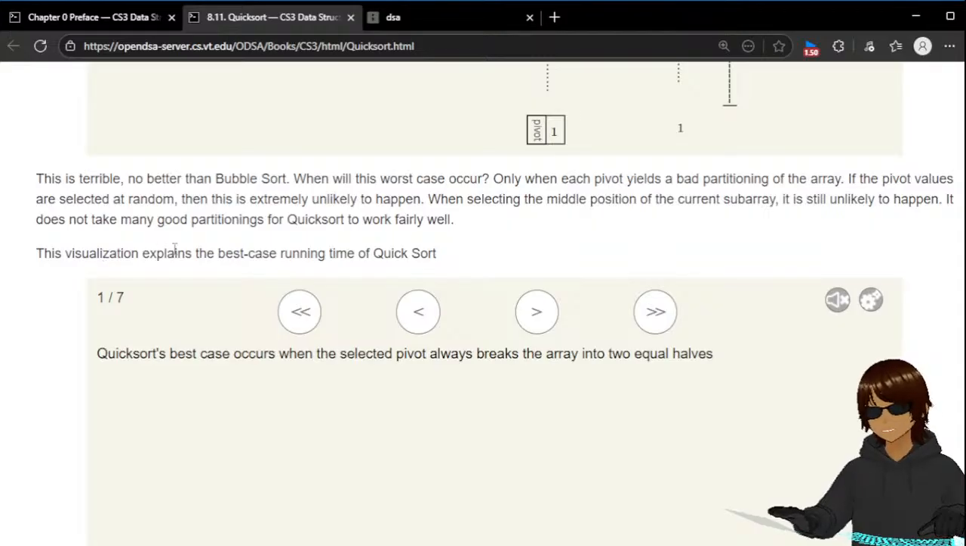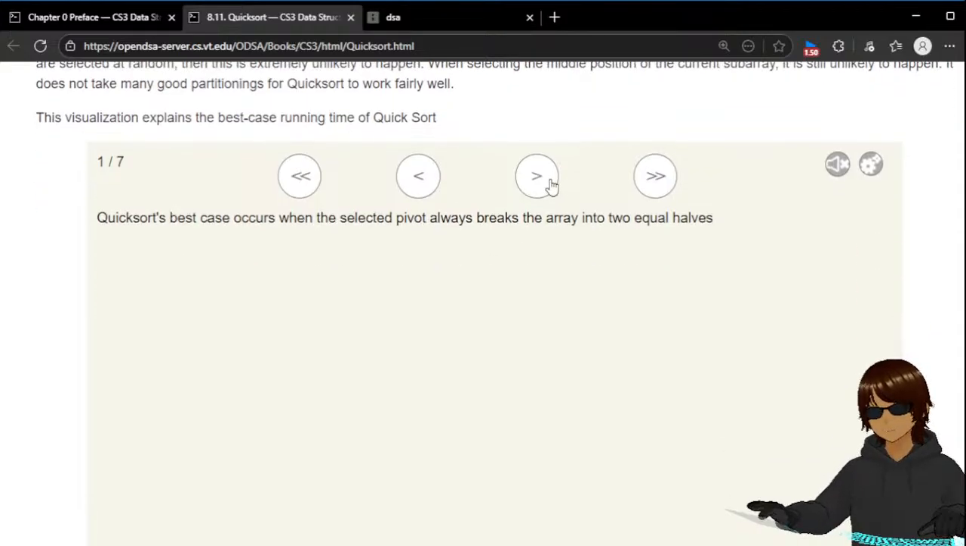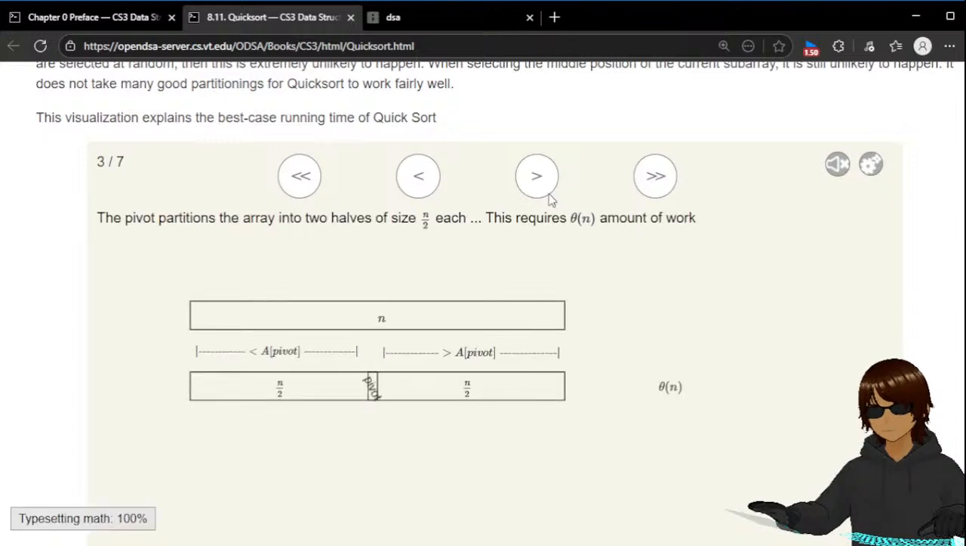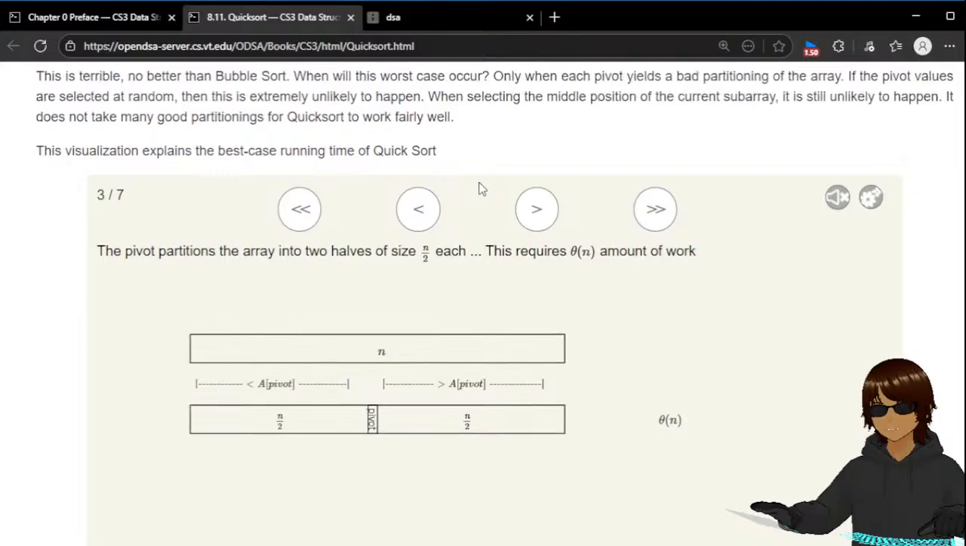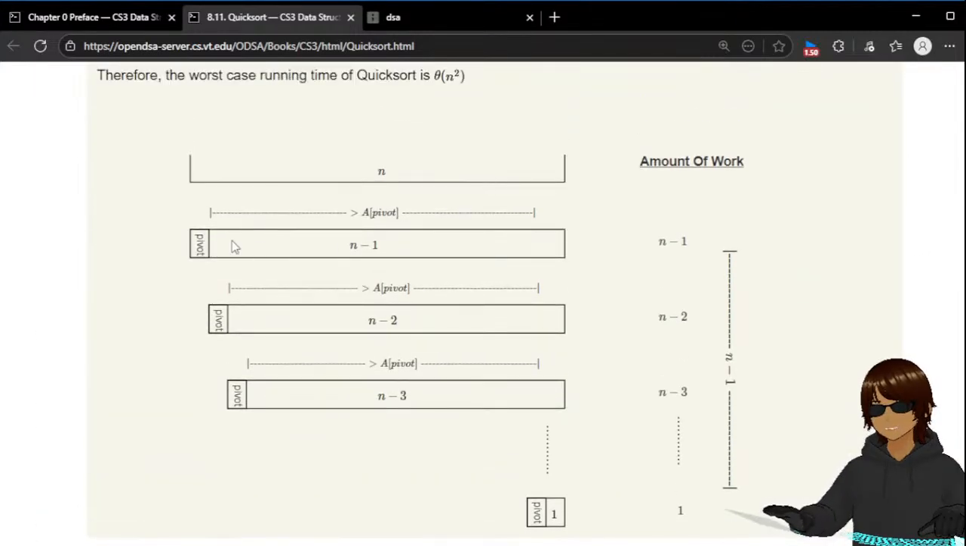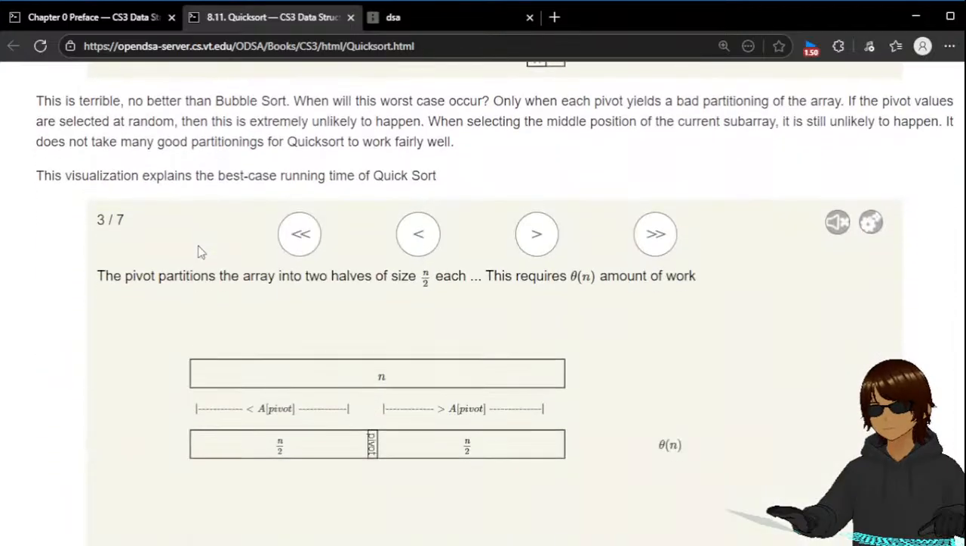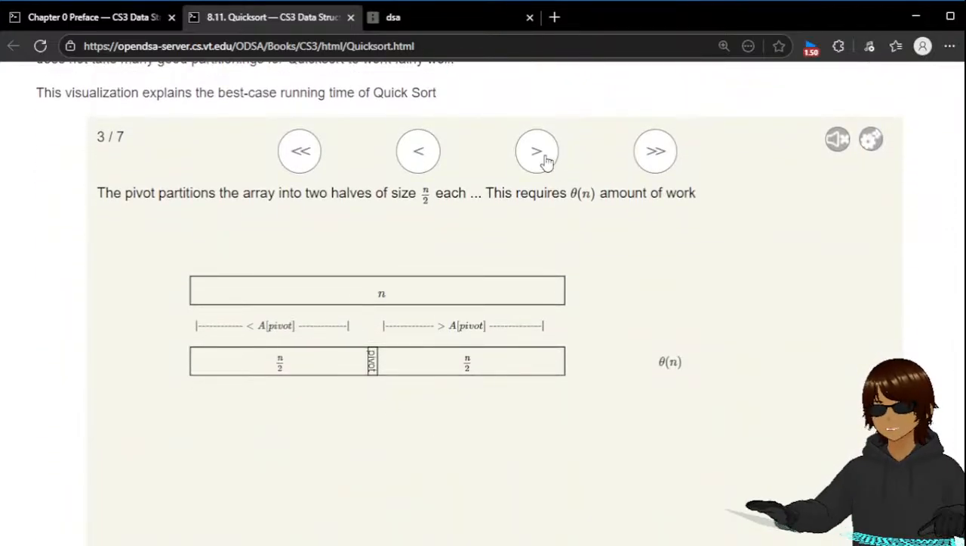This visualization explains the best case running time for quicksort. The pivot breaks the array into two equal halves. So the worst case is when the pivot is over here. The best case is when the pivot is over in the middle.